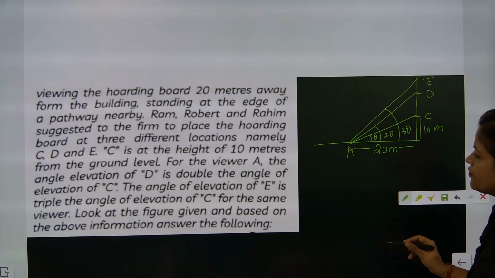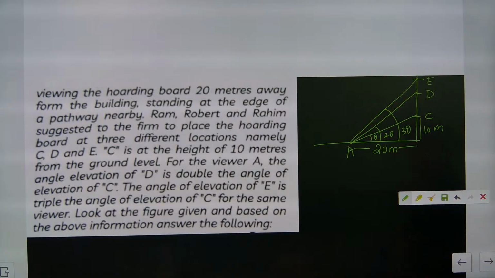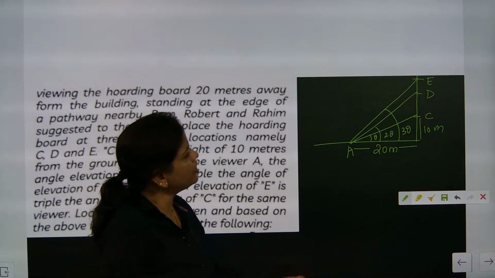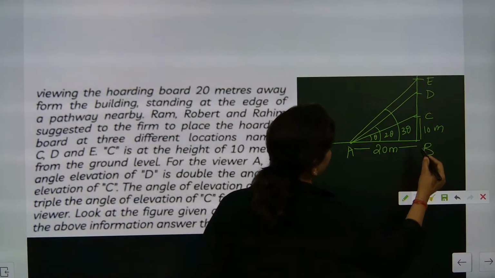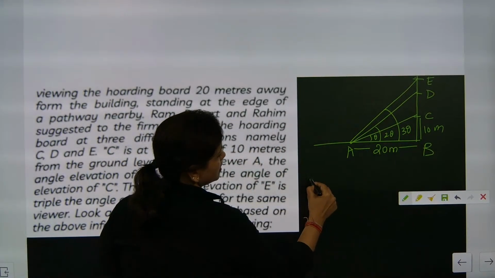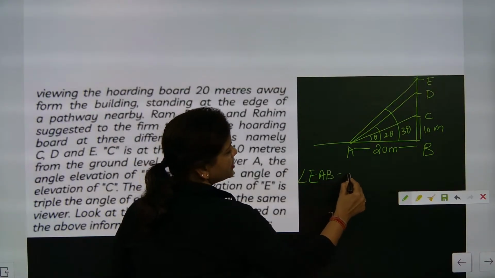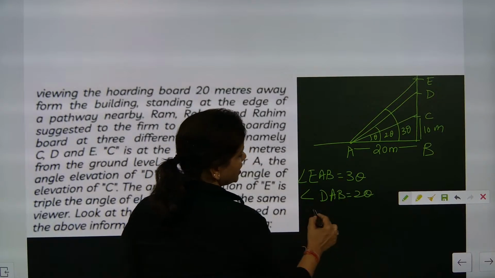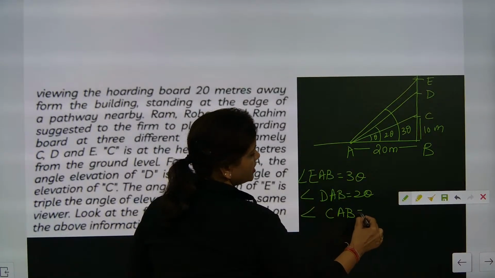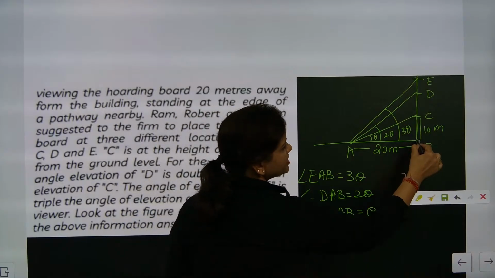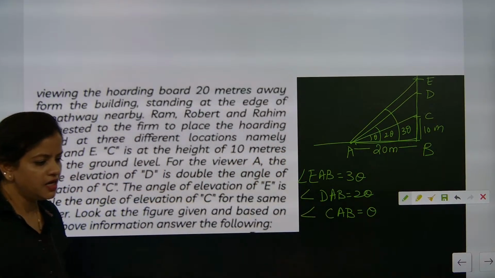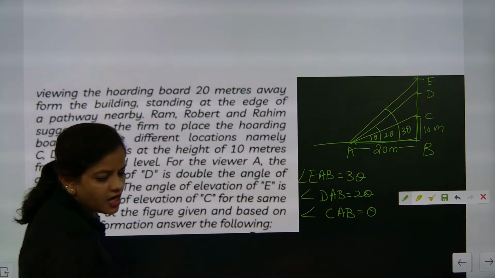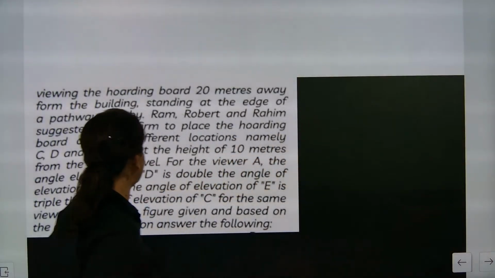Now look at the figure, and from the given information, write the answers. So Peter, did you understand? They have clearly mentioned here that this part will become the base AB. So angle EAB is 3 theta, angle DAB is equal to 2 theta, angle CAB is equal to theta. This part is coming as 10 and this part is coming as 20. I hope this understanding is generated by the statement itself. Now what type of questions are they asking? Let's check this one out.